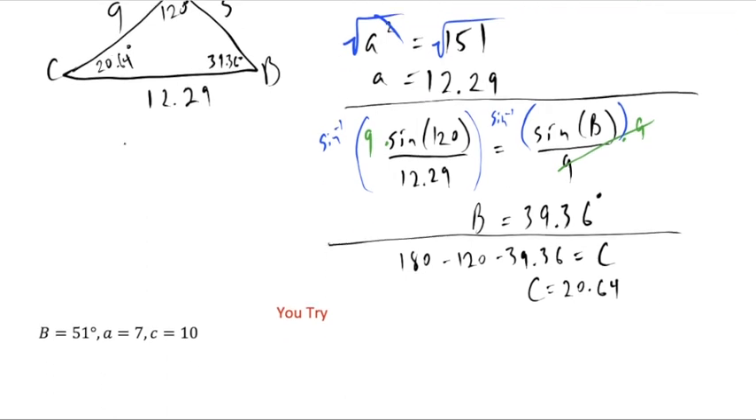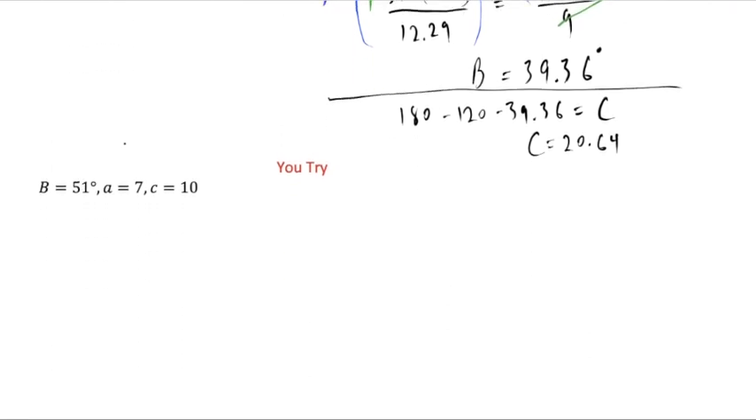So I have a "you try" for you to try. You have angle B is 51 degrees, side a is 7, and side c is 10. So pause this video, try it out, and come back and we can look at the answer.